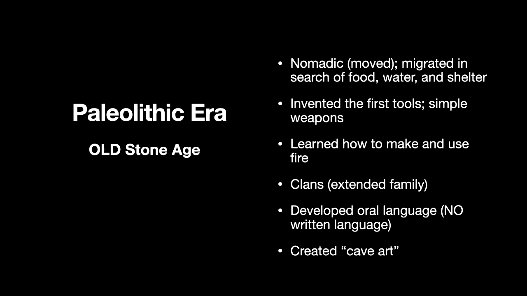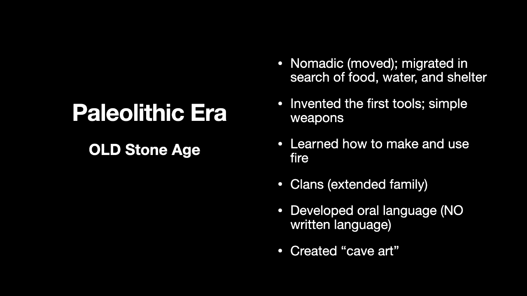Paleolithic era, Old Stone Age, old and pale. People are nomadic. They had to move from place to place. Another word is migrated, because they did not know how to grow things yet. So they have to search for food, water, and shelter. They had to invent the first tools in order to stay alive. They had simple weapons like rocks and sticks. They learned how to make and use fire. They needed that to stay alive, again, for protection and to cook their food.